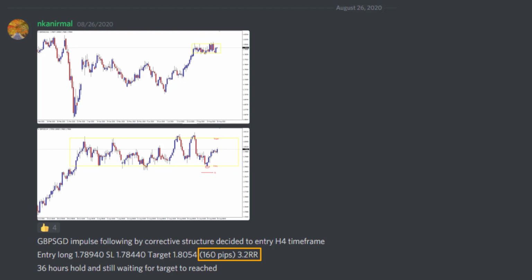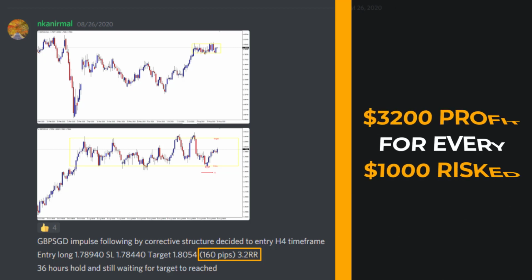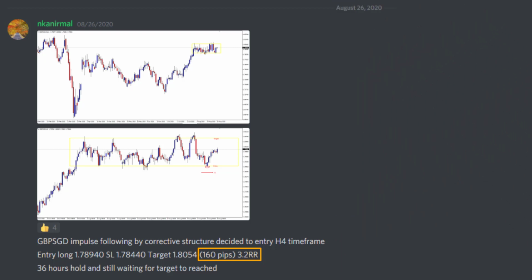3.2R translates into 3.2 times the risk on this trade. So for every $1,000 risked on this trade, that would have returned $3,200. A really nice return, and the total holding time was roughly 40 hours, because they posted this chart before the target was hit, and the target was hit shortly thereafter.